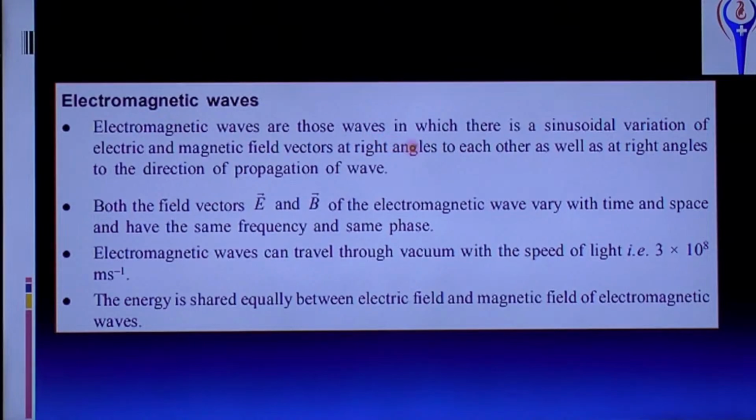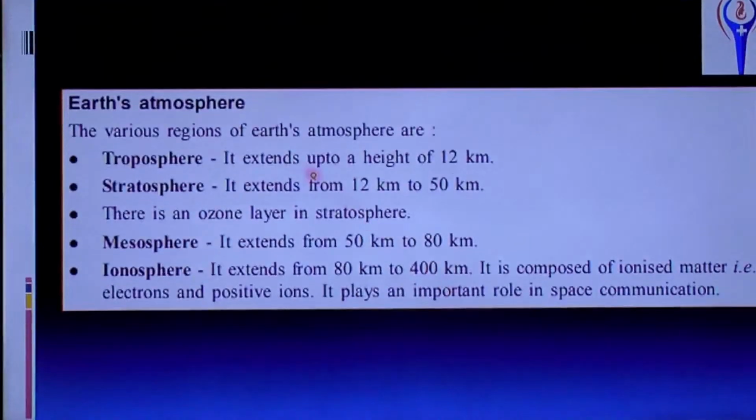Electromagnetic waves are those waves in which there is a sinusoidal variation, that already we discussed. E and B are perpendicular to the velocity of propagation of the wave, and that is equal to 3 into 10 power 8 meter per second. That we discussed already. Earth's atmosphere: troposphere, stratosphere, mesosphere, ionosphere. Troposphere is up to 12 kilometer height. These are the various regions of Earth's atmosphere.